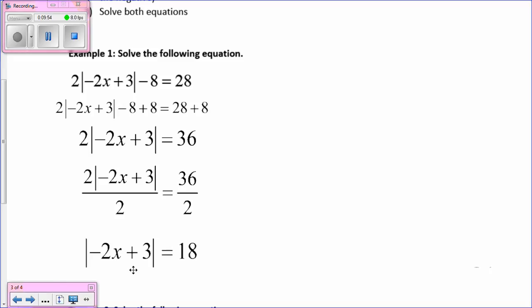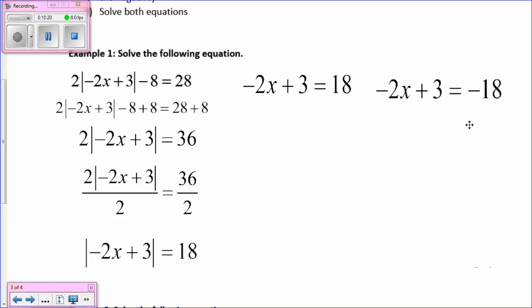I take what's inside the absolute value, the negative 2x plus 3, and set it equal to 18, because negative 2x plus 3 could equal 18, and the absolute value of 18 is 18, so it works. But I also set it equal to the negative, because it could also equal negative 18, since the absolute value of negative 18 is 18 as well. Now that I have my two equations, I just go ahead and solve for x for both of them.